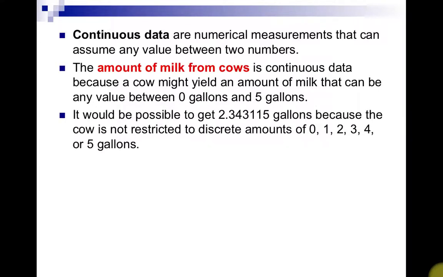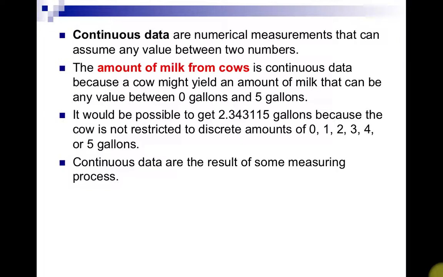It would be possible to get 2.343115 gallons because the cow is not restricted to discrete amounts of 0, 1, 2, 3, 4, or 5 gallons. Continuous data are the result of some measuring process.